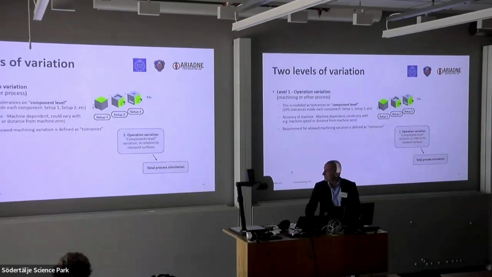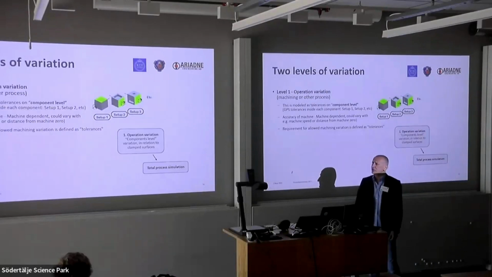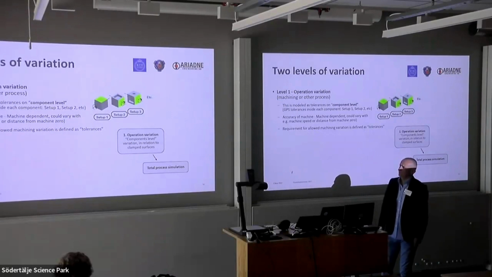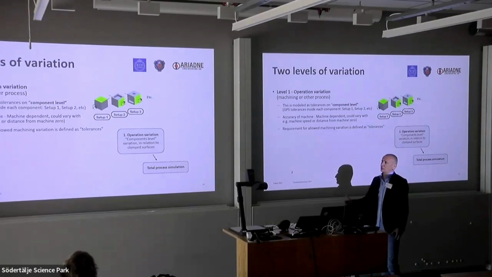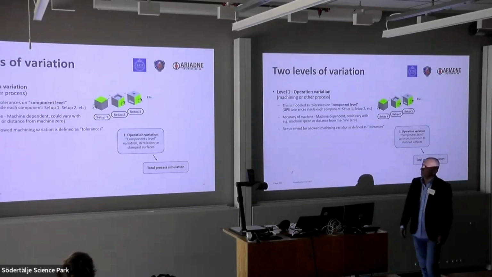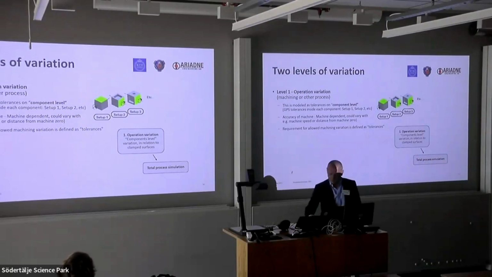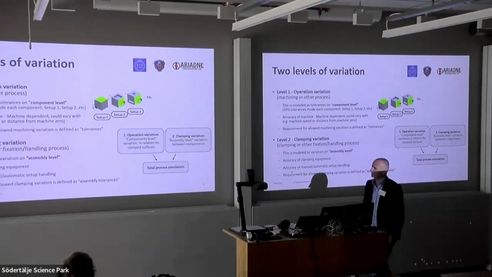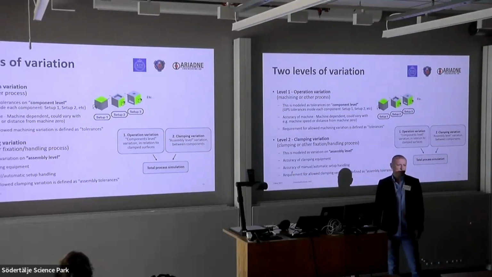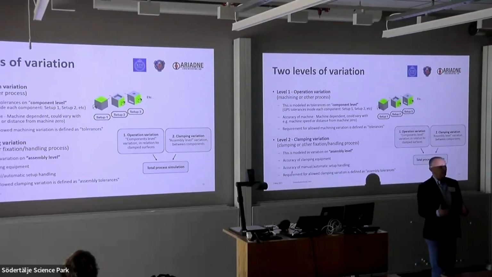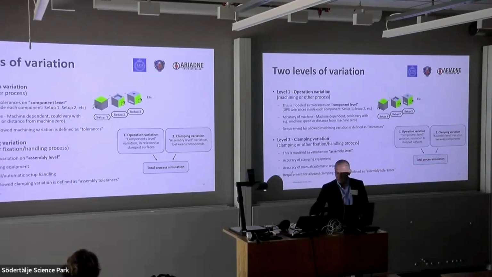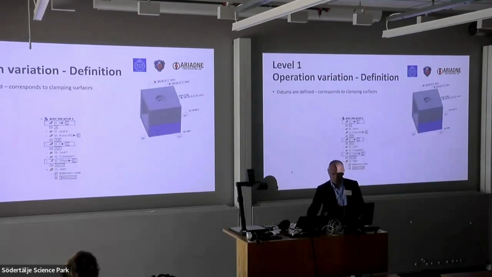So if we take a closer look at variation, we've got 2 levels. Level 1, we call operation variation. So basically, this is tolerance defined on part level, corresponding to your manufacturing hardware. And this is kind of business as usual. Part number 2, clamping variation. So this is tolerance on assembly level, and it's equivalent to variation we will get from fastening processes and so forth. And this part required some methodology.